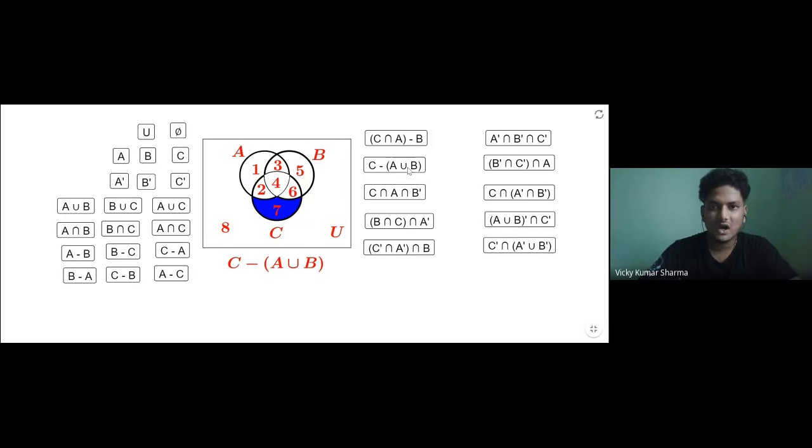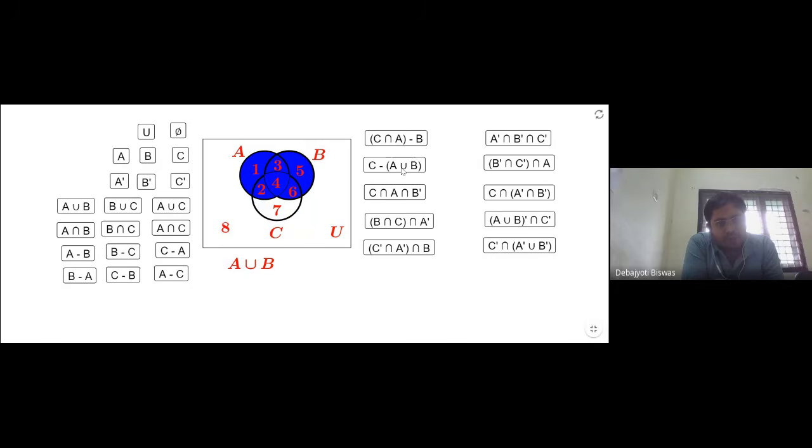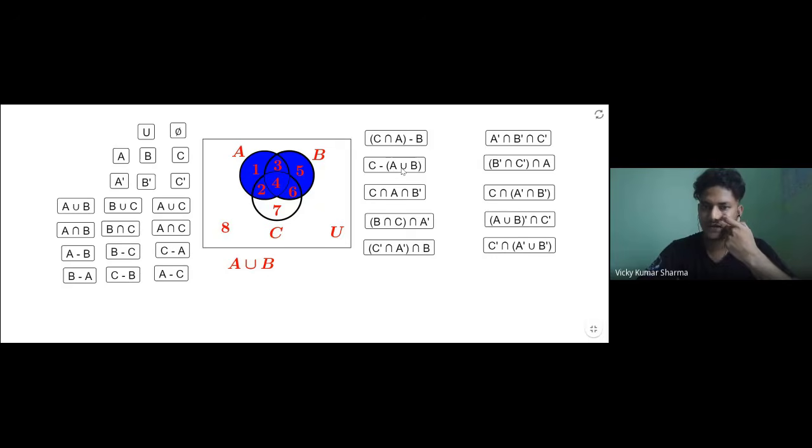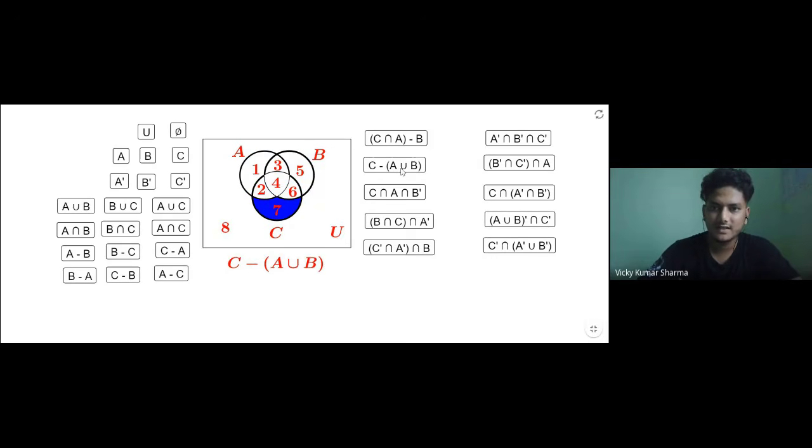How is this being done here? I will first take what A union B is. First let's understand what our C is. C is all these elements: 2, 4, 6, 7. And if we subtract A union B, so A union B means this region, all the elements of A and B, I'll be left with just 7.